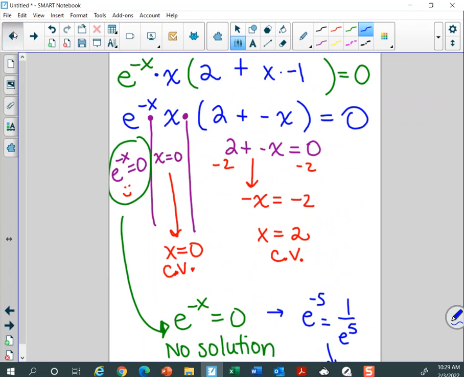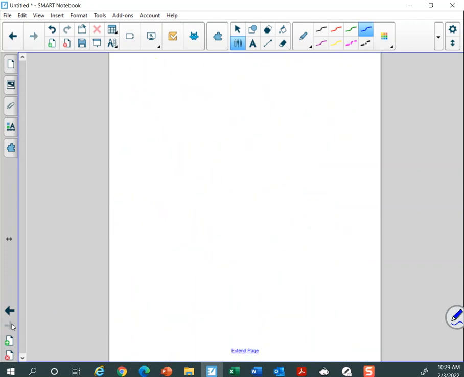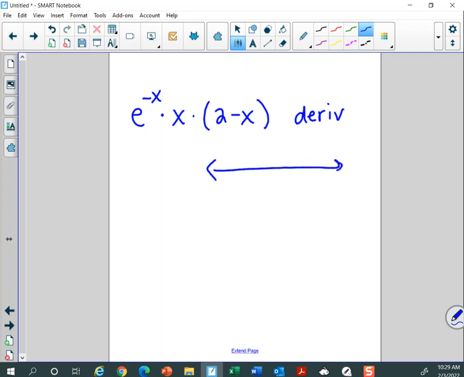So when I get to this part, I start making my number line sign chart. Okay. Here I go. My derivative was e to the negative x times 2 minus x. And my number line is going to be 0 and 2.